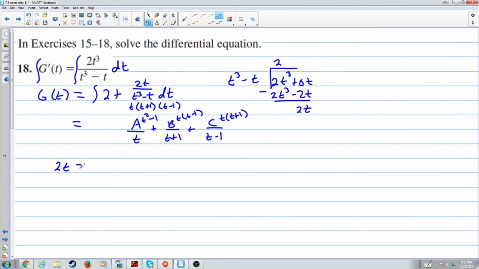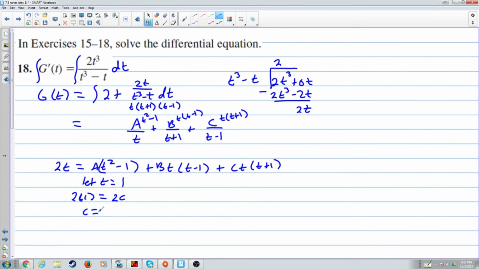So 2t is equal to a times t squared minus 1, and then plus bt times t minus 1, and then plus ct times t plus 1. Let's let t equal 1. That's going to get rid of the a. That's going to get rid of the b, but it will not get rid of the c. So we have 2 times 1 is equal to c times 1 times 2, which is 2c. So c is going to be equal to 1.